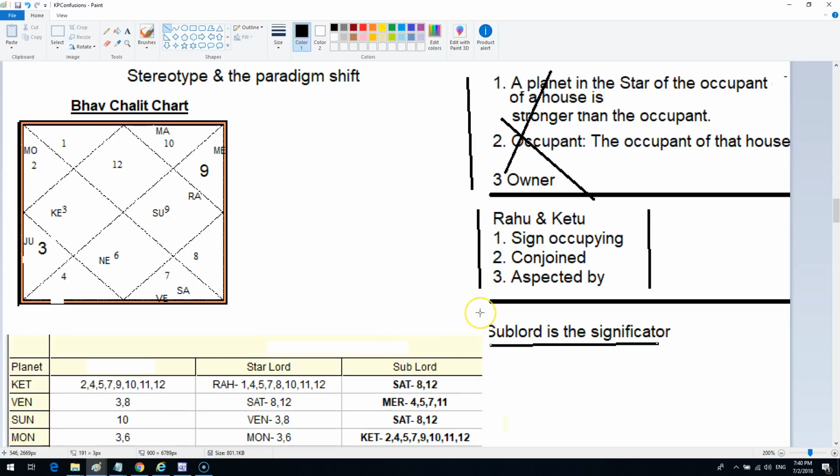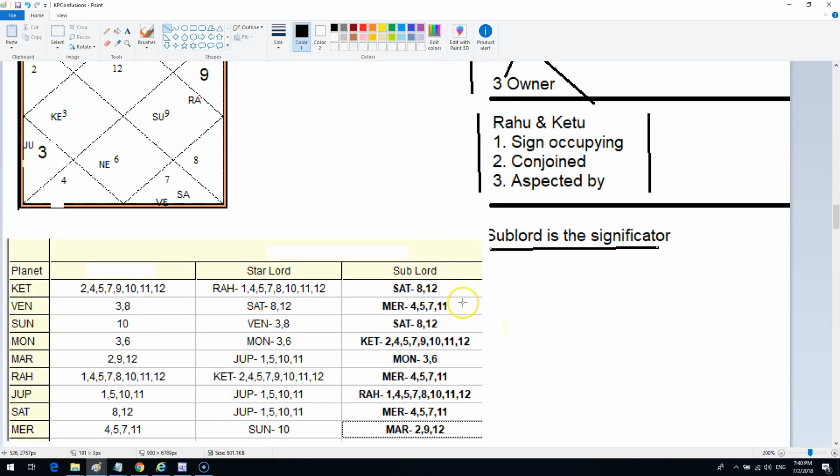But if you read Krishnamurti's books, you will end up in a kind of confusion about whether you have to stop at this particular point and decide what this Saturn is going to do for Ketu. But time and again, Krishnamurti has used the word significator. So then you think, do you need to go further from this and go to the next step where the sublord itself becomes the significator?